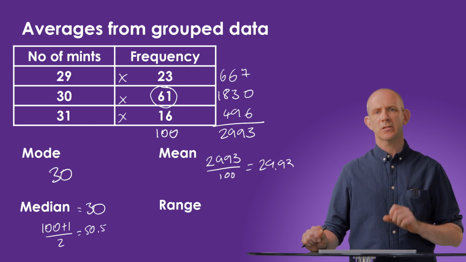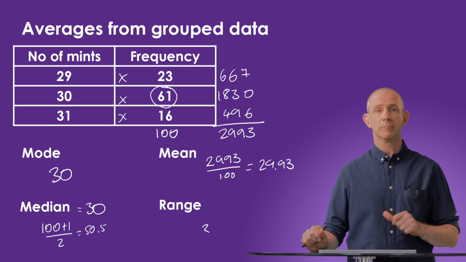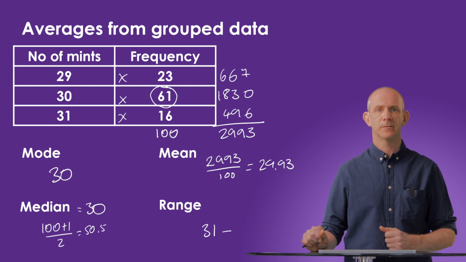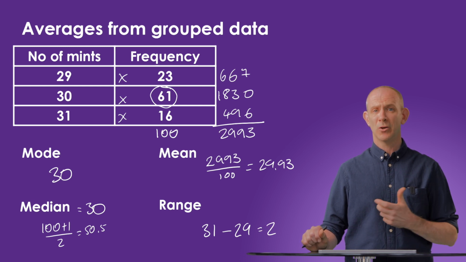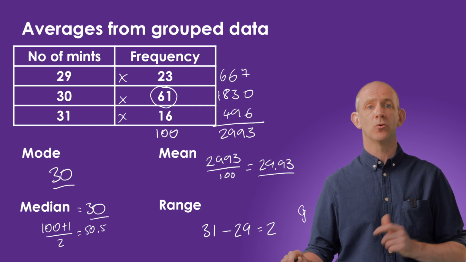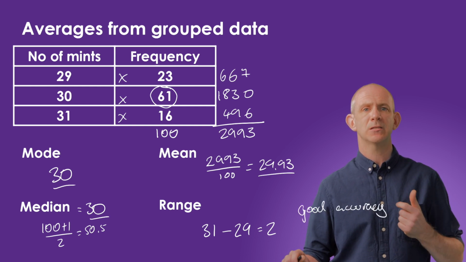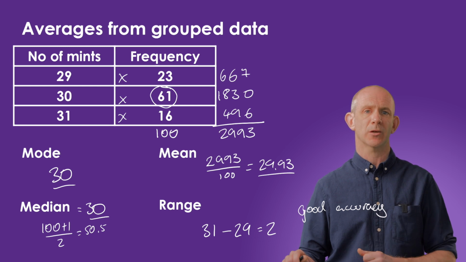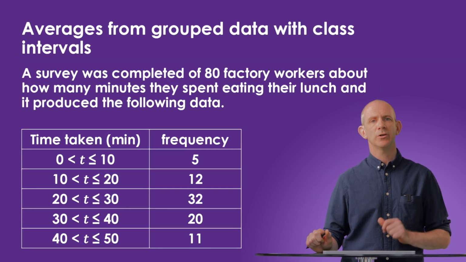Let's look at our range to tell how accurate this is. The largest piece of data is 31, and the smallest is 29, which means the range is only 2. In comparison to the total minutes, it's quite small. This, combined with the fact that all of our averages are very similar, leads us to conclude that our averages are quite accurate. Next, we'll look at how they can group data together in a table.